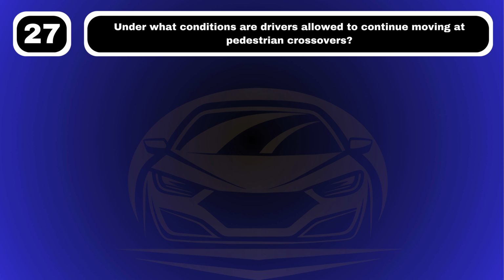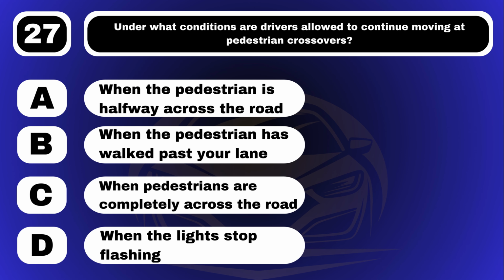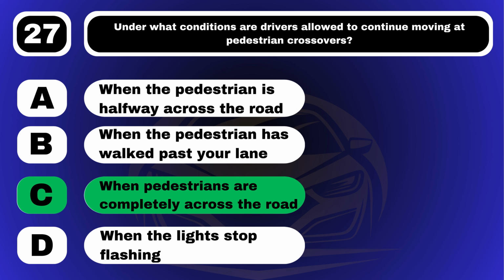Under what conditions are drivers allowed to continue moving at pedestrian crossovers? A. Once the pedestrian is halfway across the road. B. Once the pedestrian has walked past your lane. C. When pedestrians are completely across the road. D. When the lights stop flashing. The answer is C. When pedestrians are completely across the road.